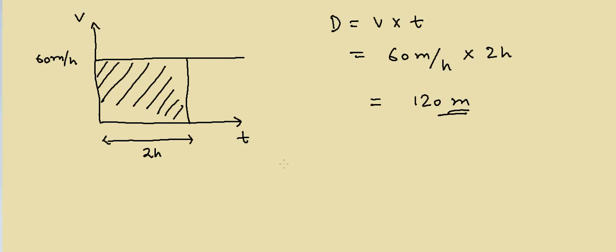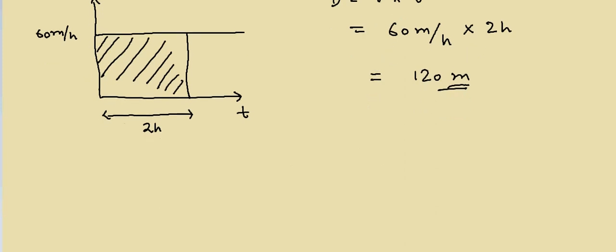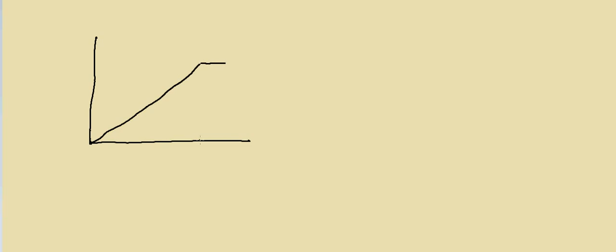So this is a simple problem, and you will say, okay, why do I need a graph? I can just solve that without using the graph, right? But now if we go a little bit more complicated, suppose that we are starting at zero velocity, and the velocity is increasing slowly, and we reach 60 miles per hour in around 2 minutes.